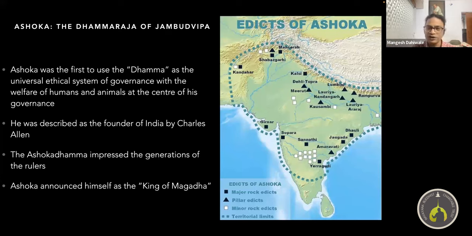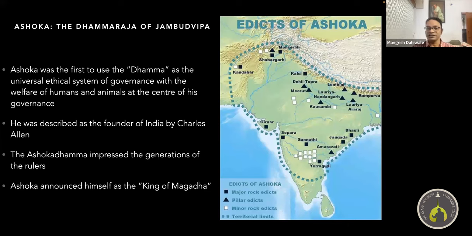The word Dhamma has multiple variant meanings. But if you look at his inscriptions, we can find that he used it in terms of a universal ethical system of governance. Whenever the Greek edicts were drafted, the word Dhamma was translated as piety. Or when it was crafted in the Aramaic language, the word Dhamma became truth. So we can understand the multivariant use of the word Dhamma. And as we know, Ashoka ruled the great expanse, as we can see from here.